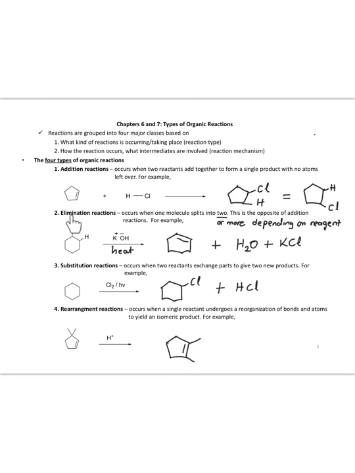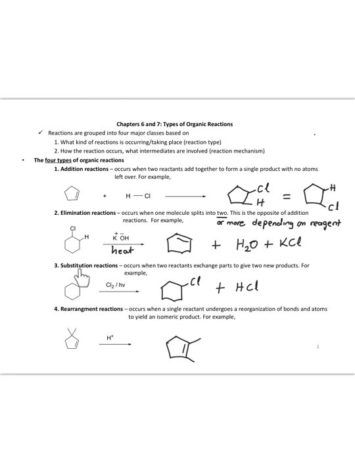In elimination reactions, this is actually the opposite of addition. So here there is no double bond, but when you eliminate, that means you remove the H and the Cl, and where you remove them from is where the double bond forms. So you can see that in addition reactions, you had a double bond, it disappeared. In elimination reactions, there is no double bond and it appears.